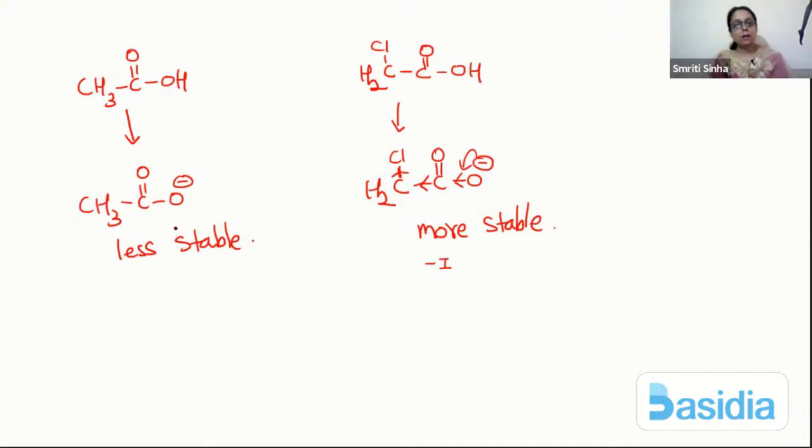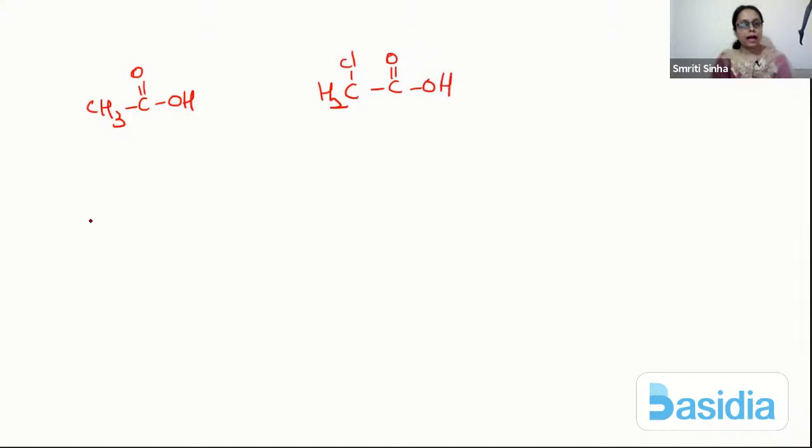But as the number of chlorine atoms increases, the acidity also increases. So if you talk about the number of chlorine atoms increasing, compare now again acetic acid, monochloroacetic acid, dichloroacetic acid, and trichloroacetic acid.